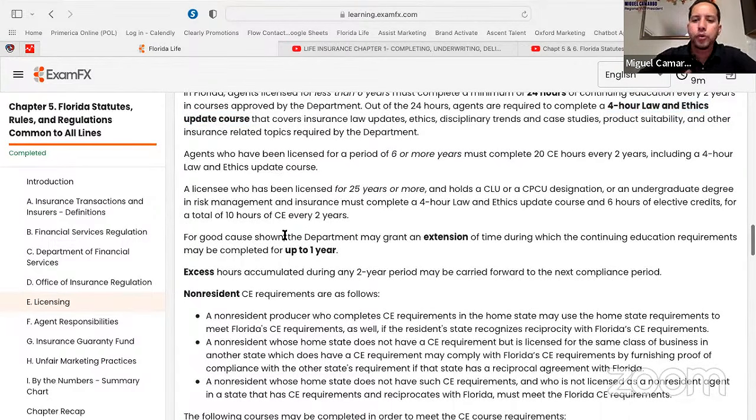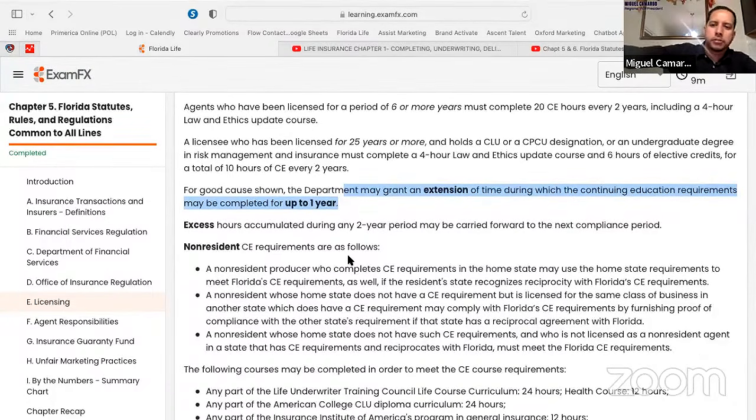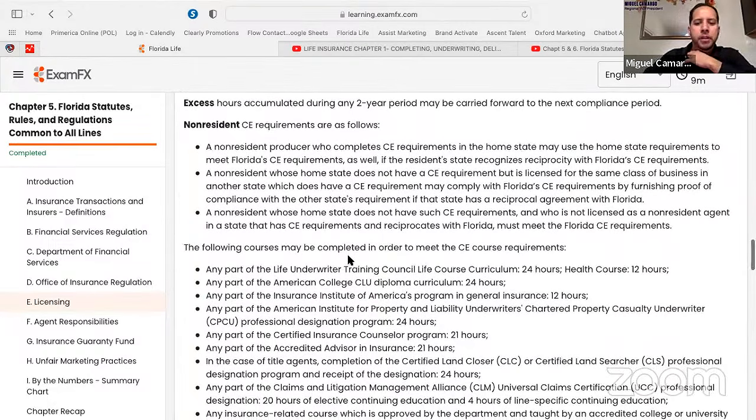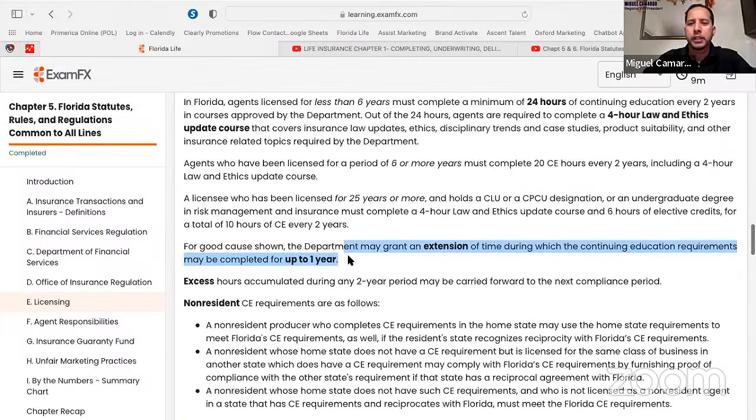If you need an extension for continuing education, it doesn't happen usually. But if you need an extension, you can do it up to 12 months, up to a year. Like if somebody's in the military and they're out on deployment, all they got to do is let the insurance company or the Department of Insurance know, and they'll extend their license. Non-resident CE: for most states, if you do your CE for your state, they'll generally count that for all the other state licenses. So you don't have to do 24 hours for each state.